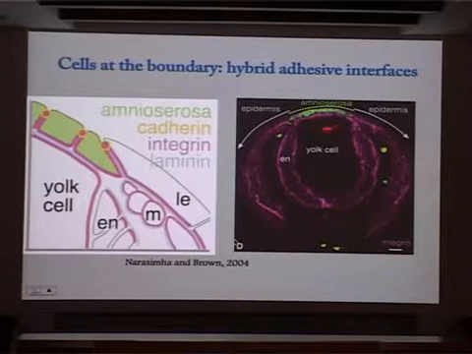And what I'd like to point out is that the cells at the boundary actually have distinct interfaces. Forget about what's in these interfaces. But the interface that this cell at the boundary makes with the cells on the other side of the boundary is very different from the interface it makes with cells on the inner side. So essentially, this cell has hybrid interfaces.